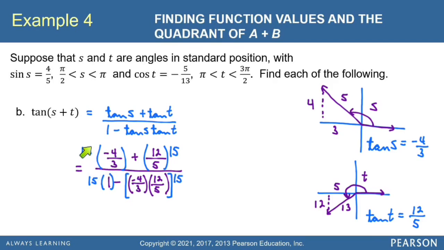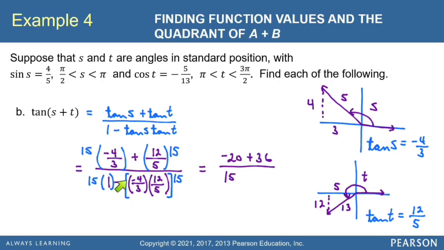In the first term in the top, this 15 over 3 will reduce to 5, and then 5 times this negative 4 is negative 20. For the second term, this 15 over 5 is 3, so 12 times that 3 is 36. Now for the denominator, the first term is 15 times 1, that's 15.